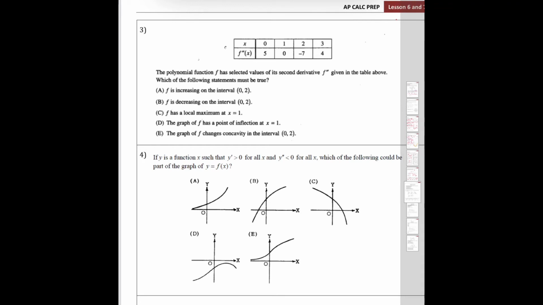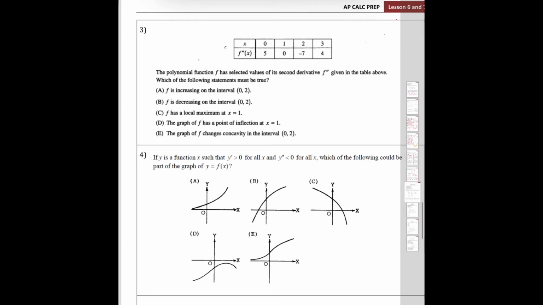Number 3. So it's giving us a second derivative table, and it's asking us to tell which of the following statements must be true. First of all, your knowledge of second derivative. What does the second derivative give us? A second derivative tells us about our concavity and our points of inflection.